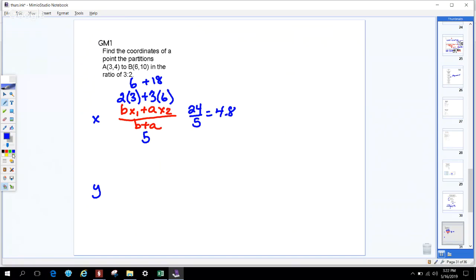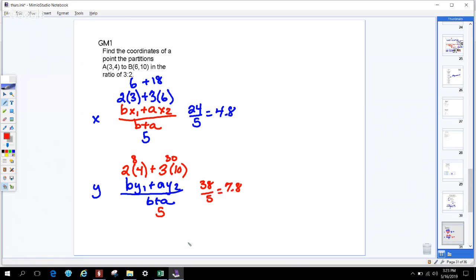So then you do the exact same thing, but for the y. My formula is by1 plus ay2. So what's my b again? 2. What's my y1? Okay. What's my a? 3. My y2 is 10. So 2 times 4 is 8. 30. 38 divided by 5. 7.8. So that's my coordinates. My coordinate would be 4.8, 7.8.